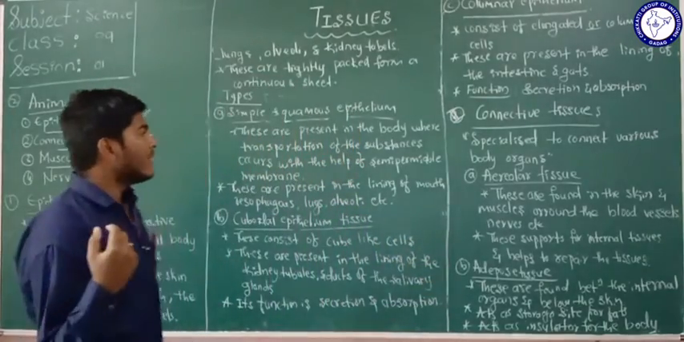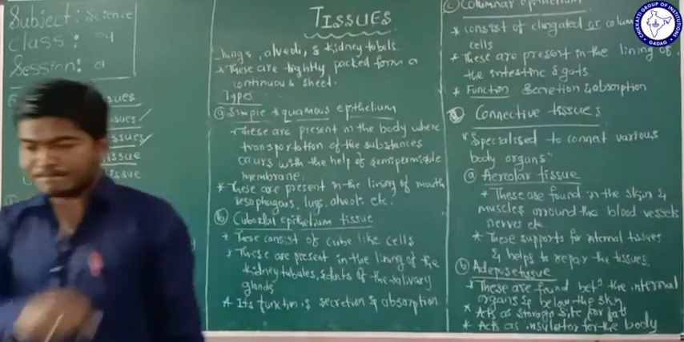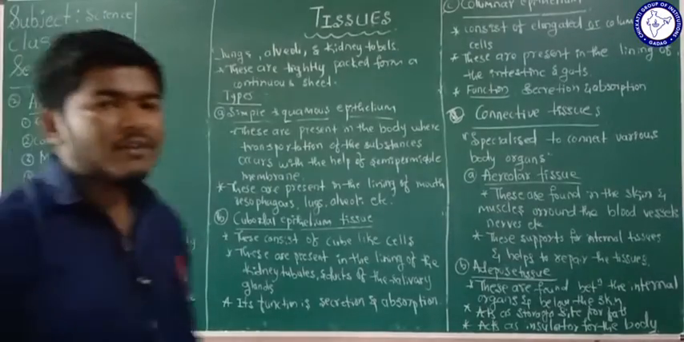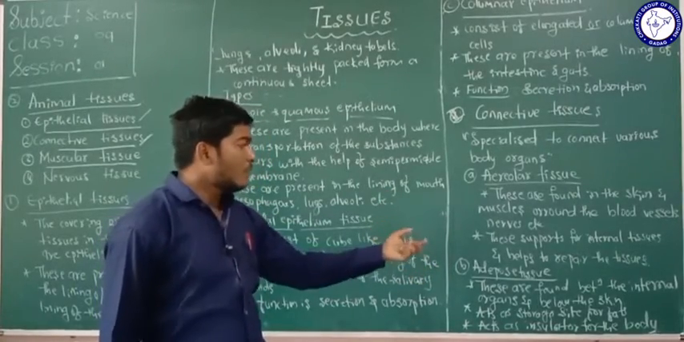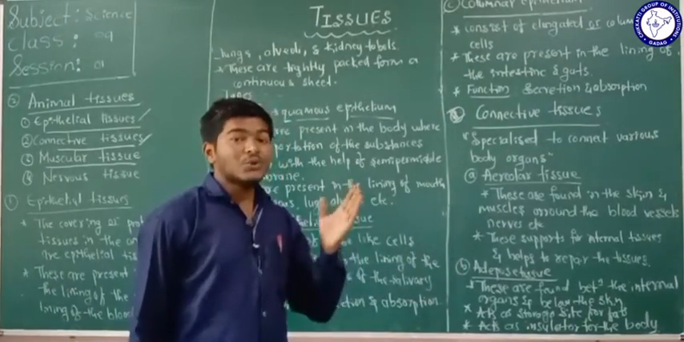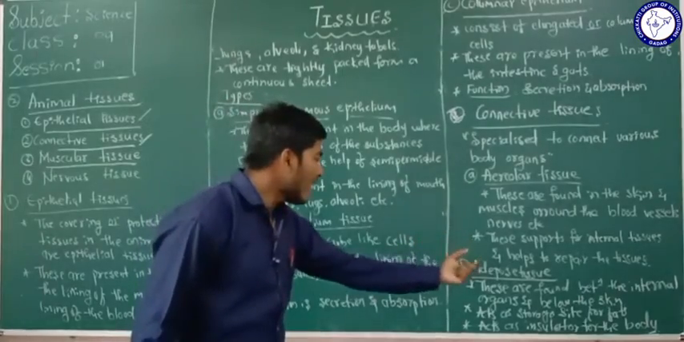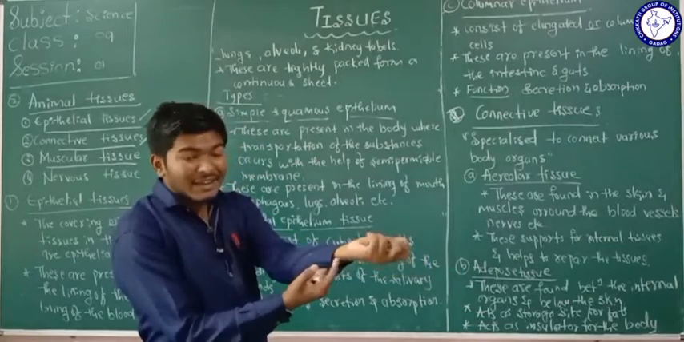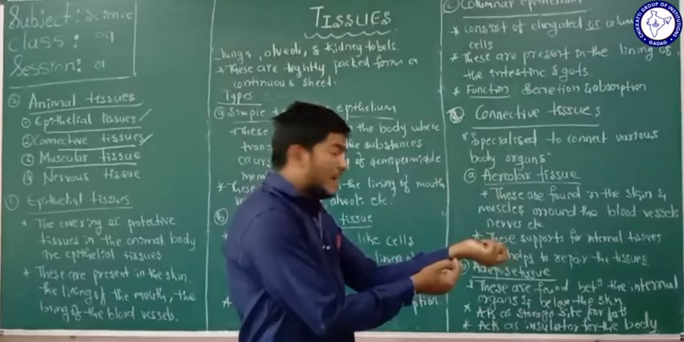Another type of connective tissue is adipose tissue. These are found between the internal organs and below the skin. So these adipose tissues are present in between the internal organs and below the skin, that is, in between the skin and the internal organs.